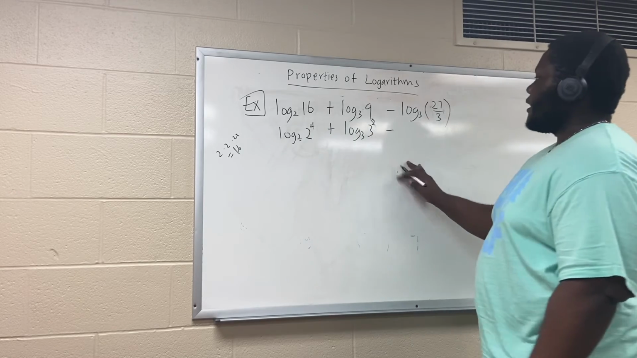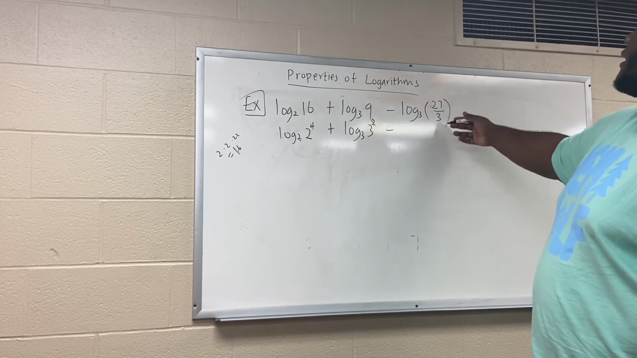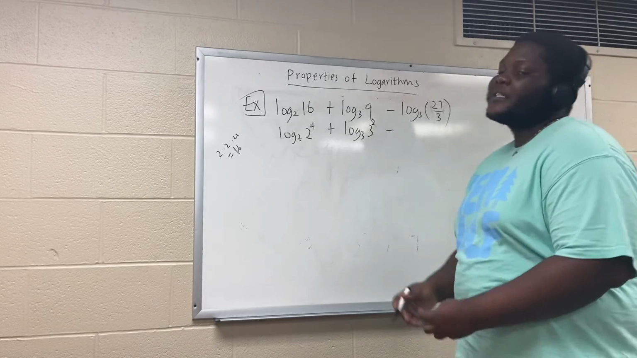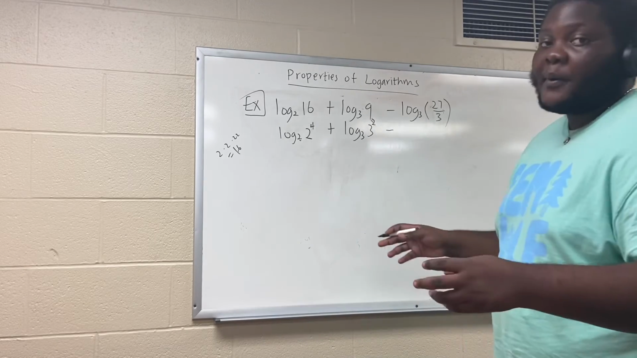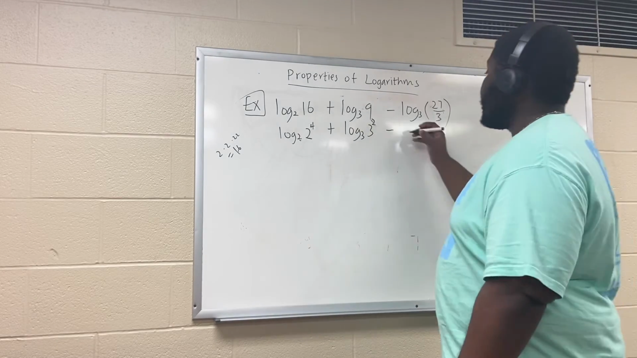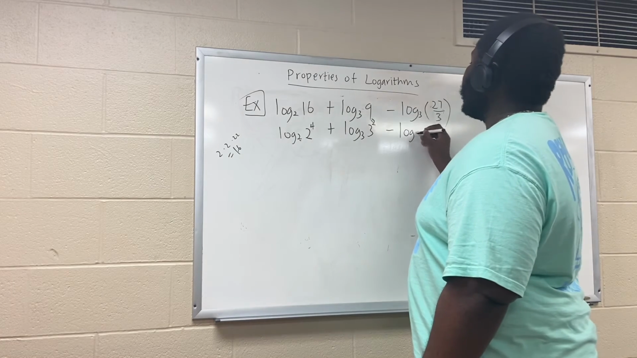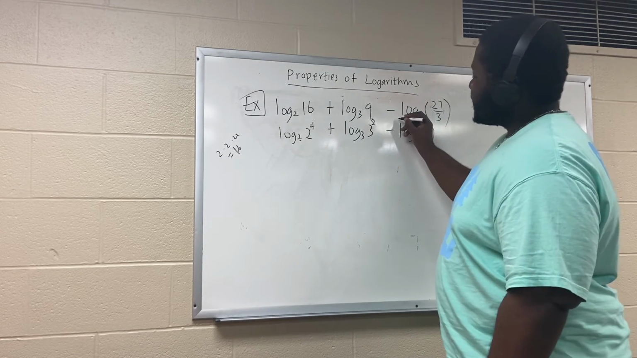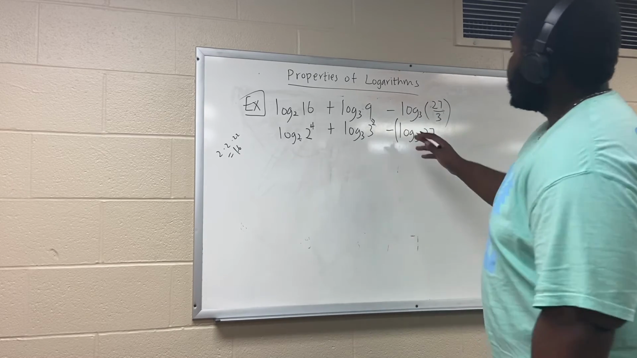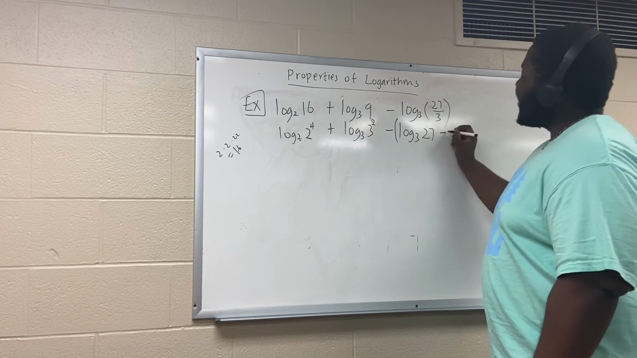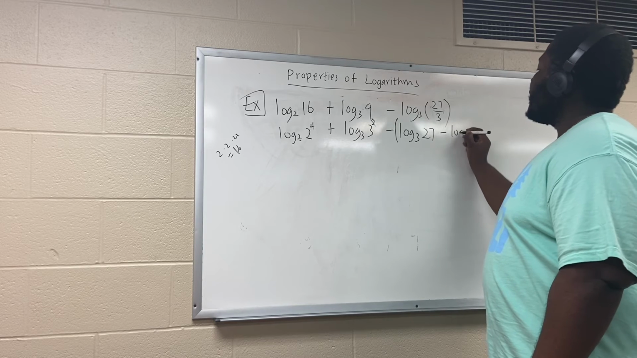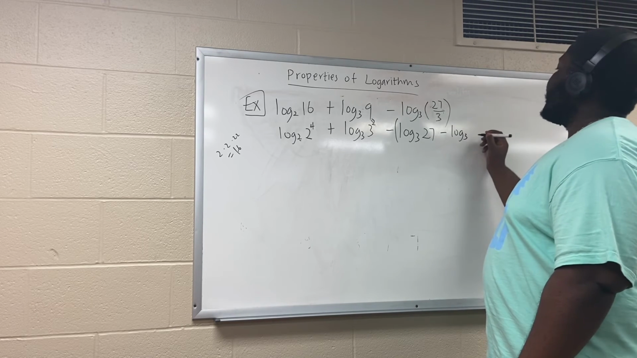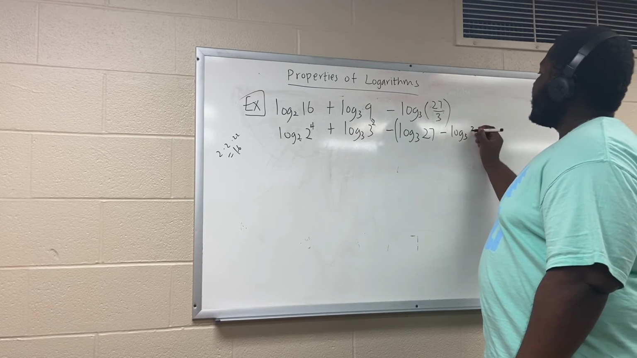For this one, remember, when we have a quotient, or two numbers dividing, we can break them apart using subtraction. So minus, with parentheses, log base 3 of 27 minus log base 3 of 9, which is 3 to the power 2.